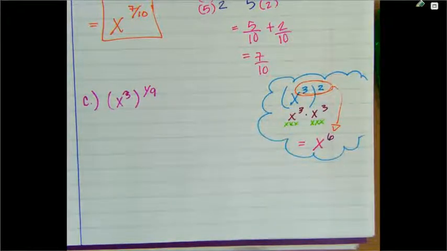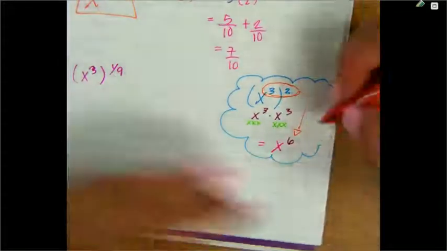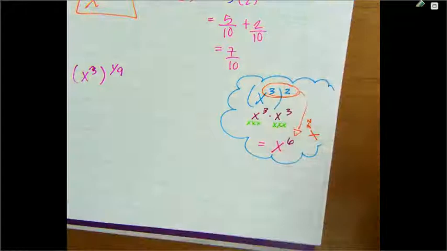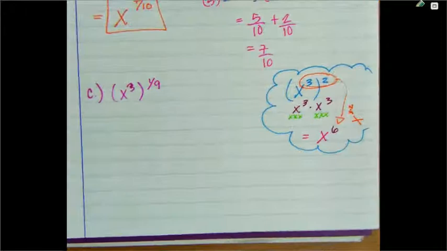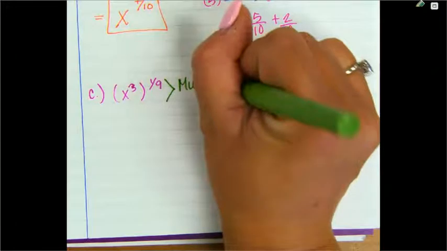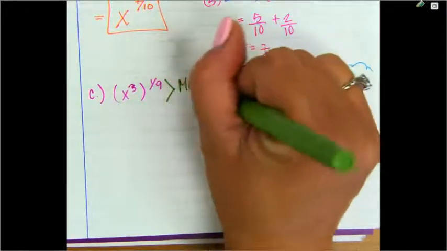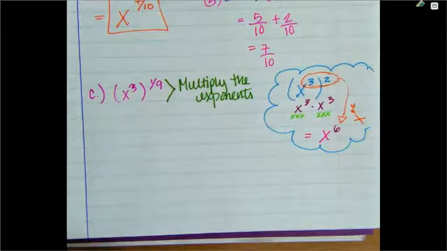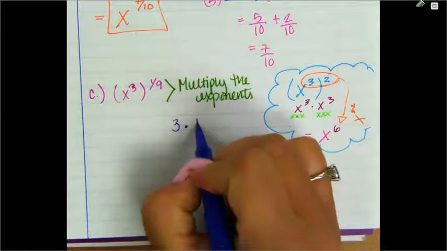We multiplied. So, in our brains, we're saying x to the 3 times 2. Yes? That's what we're saying. I just kind of squeezed it in there. So, over here, we're going to go ahead and say multiply the exponents. So what are the exponents I'm going to multiply? 3 and 1/9.